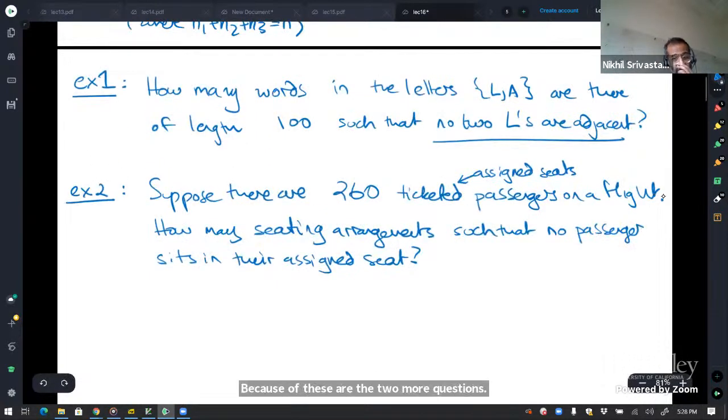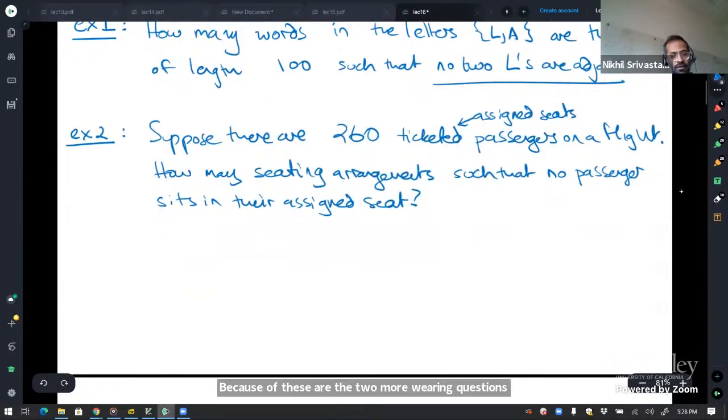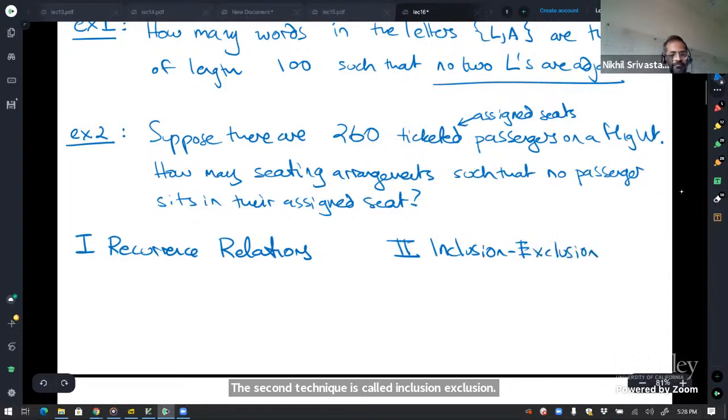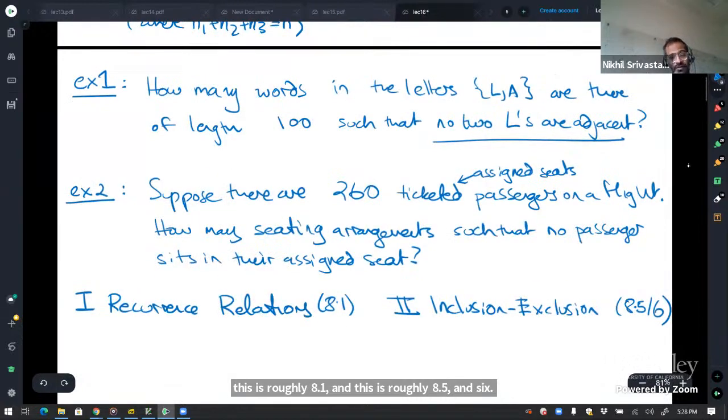And now we'll explain two techniques for solving them. The first technique is called recurrence relations. And the second technique is called inclusion-exclusion. Okay, and this is roughly 8.1, and this is roughly 8.5 and 8.6. So any questions about these two statements? So the constraint here is no passenger sits in their assigned seat.